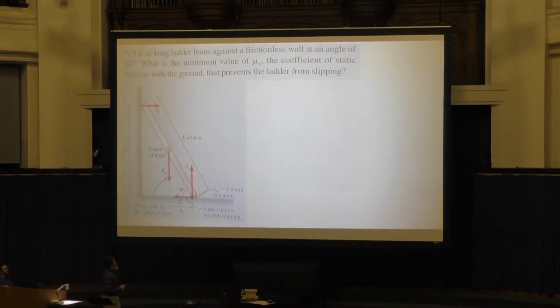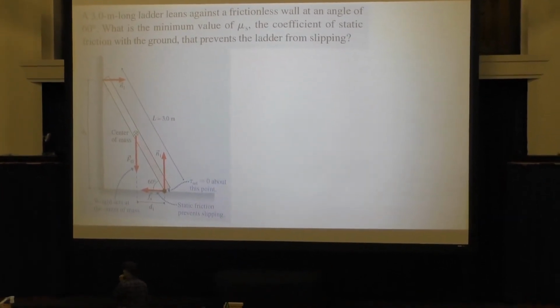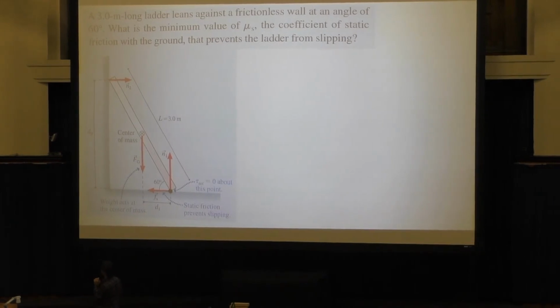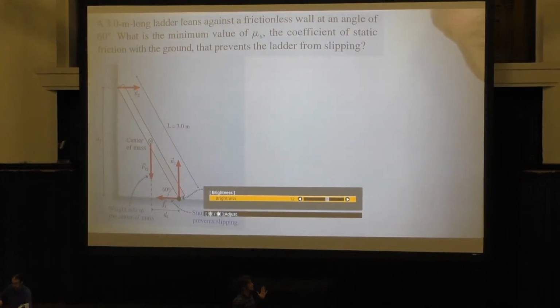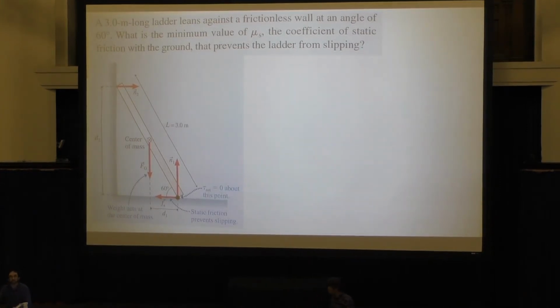A 3-meter long ladder leans against a frictionless wall. Kevin, can you dim the lights a bit so there's more just in the front of the room? So there's more contrast on the screen. Leans against a frictionless wall at an angle of 60 degrees.